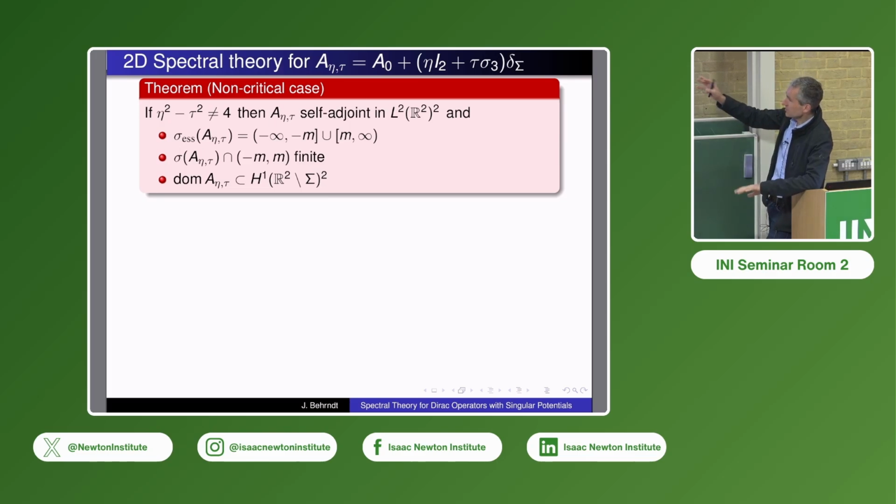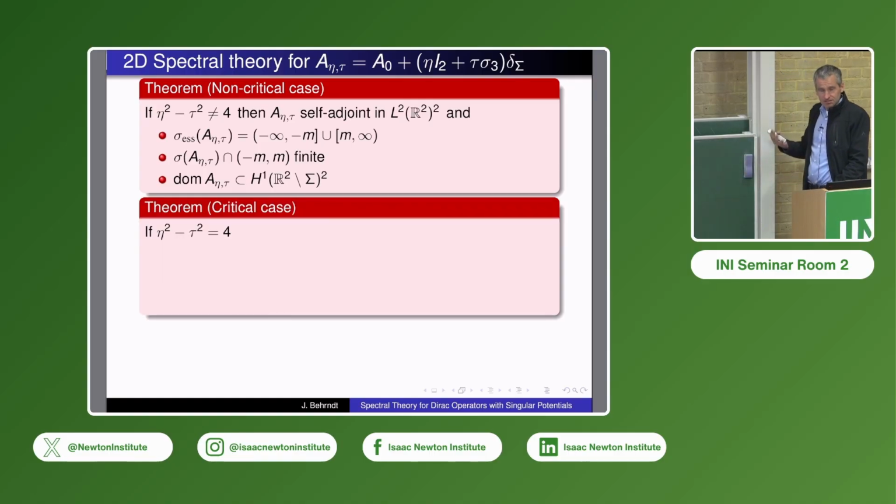Outside of the loop, everything is H1. Up to the loop, this is what you would expect. So the non-critical case is not too surprising. This is what it should be. So it's even more surprising that there is a different case.